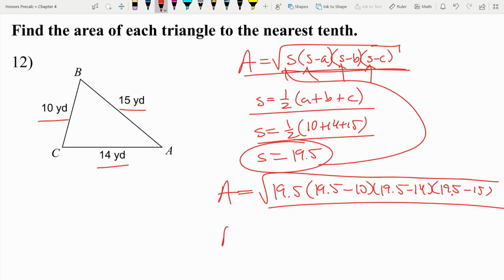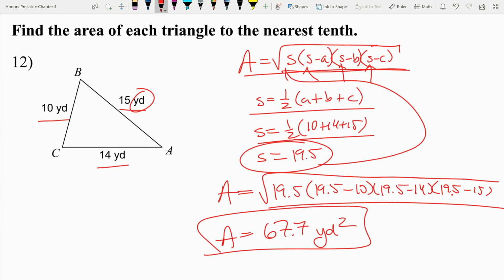Okay, so anyhow, you should get a final answer on this one. What do we get? To the nearest tenth it's 67.7. Now, if you just left the answer like that, you're going to lose a half point because we are given units here. So this is area, so it's yards squared. You have to make sure you show proper work in that respect.